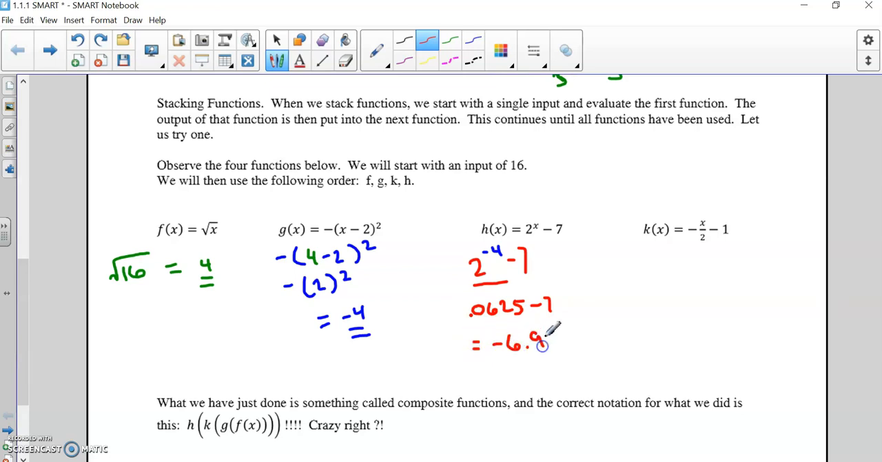I rounded to the nearest 2 decimal places, but really the full answer would have been negative 6.9375. But 2 is enough for our purposes here. And then finally, we're going to put that last answer into our final function for x. Watch out for those double negatives there. Know that a negative times a negative equals a positive.